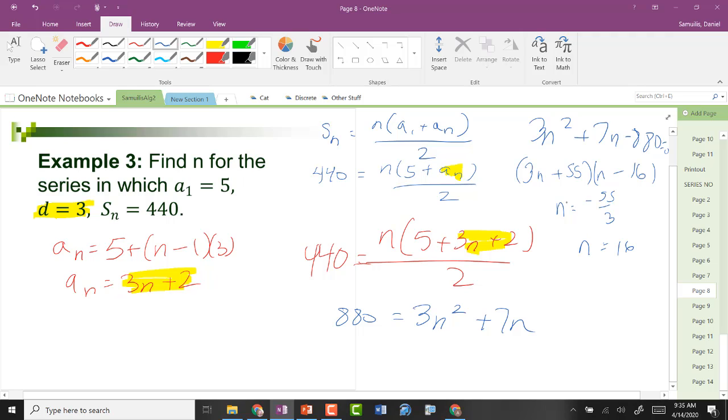Obviously, negative 55 thirds doesn't make sense because n has to be an integer at all times. So we're never going to have rational solutions for these. And also, you'll never have negative numbers because the number of terms has to be a positive integer.